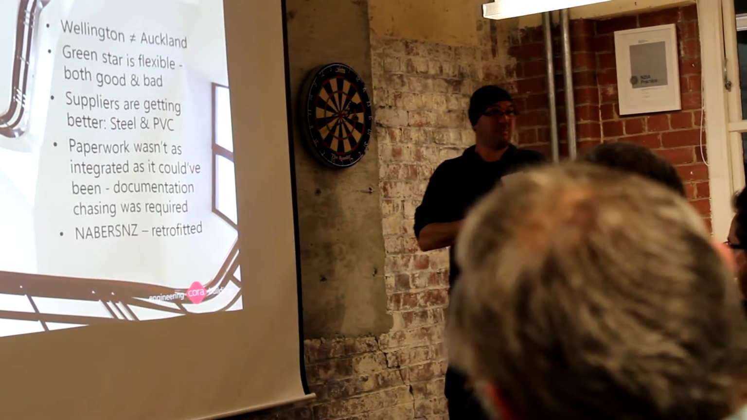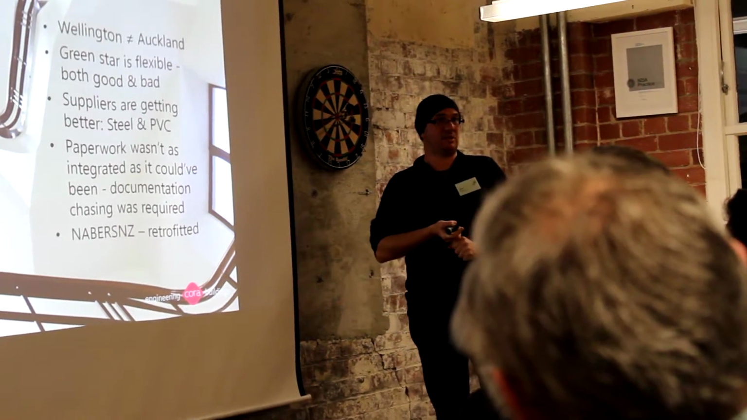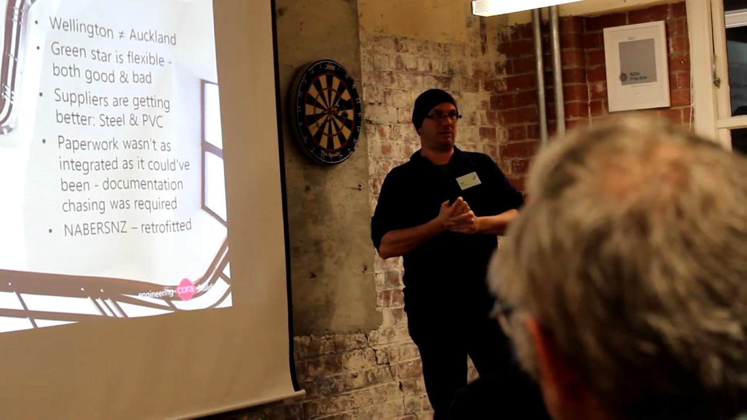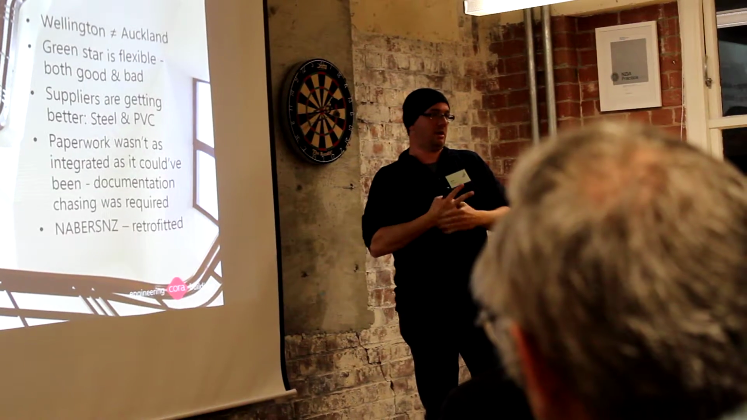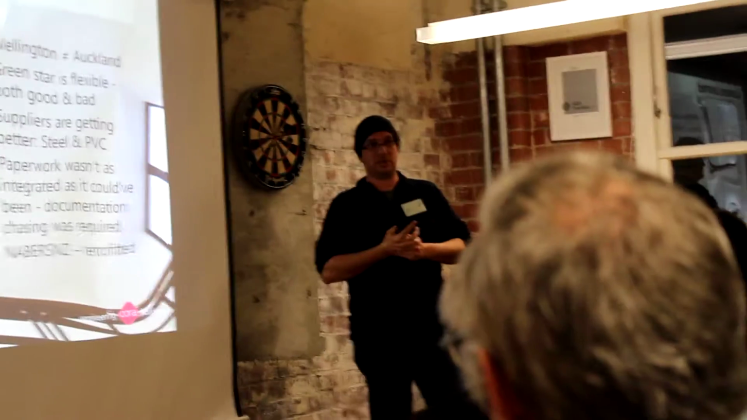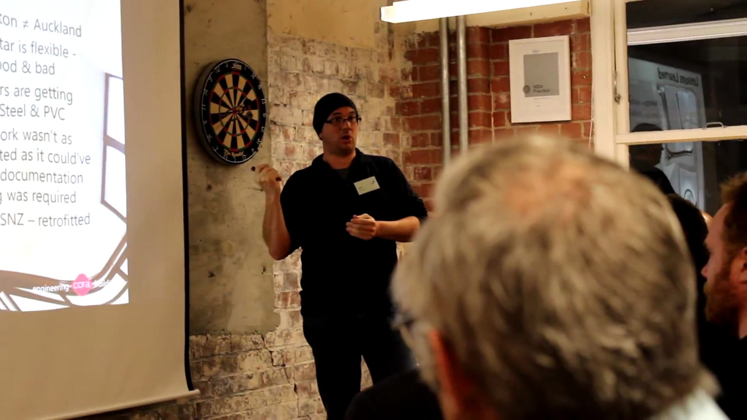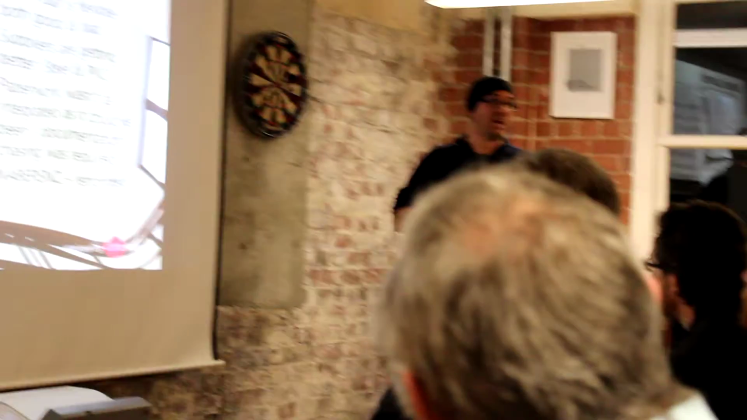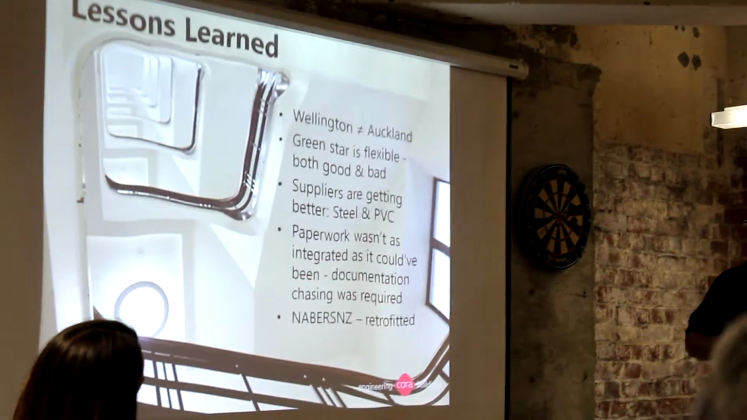Lesson learned: suppliers are getting better. Steel and PVC turned out to be much, much easier than we thought to hit. PVC turned out to be a matter of educating our QS and a few suppliers is what it came down to. So we achieved all the PVC credits in this building. It also helped that the PVC credit changed during the process of this building, so we were able to use the new credit.